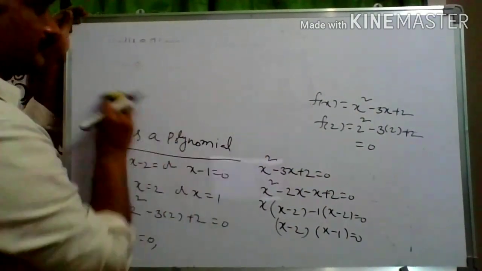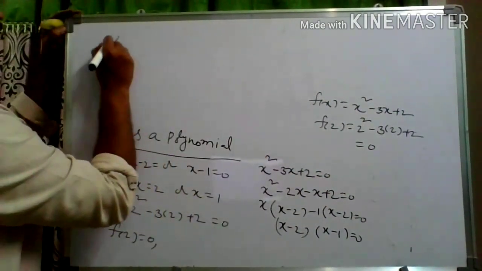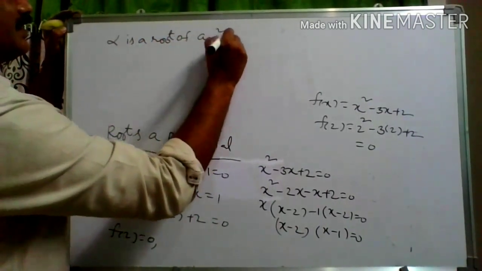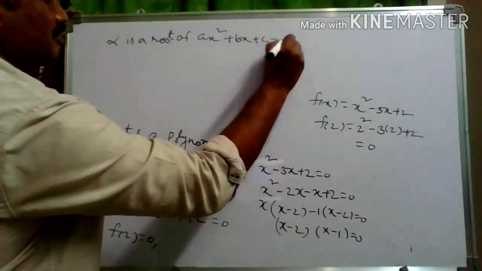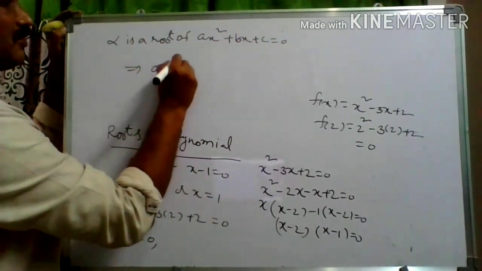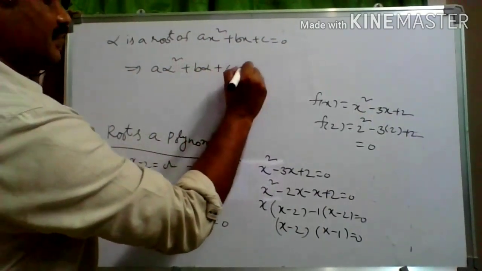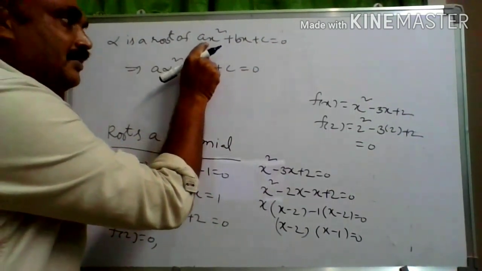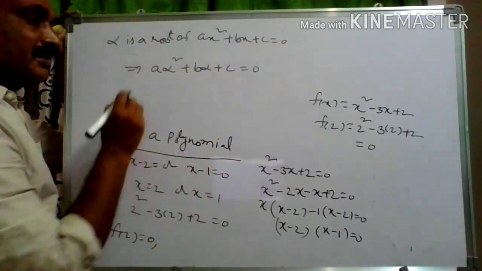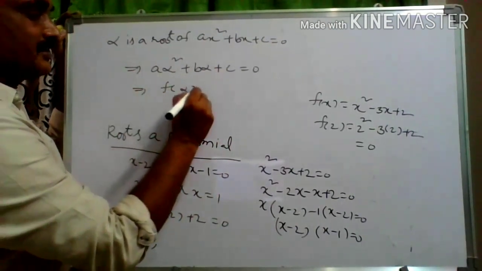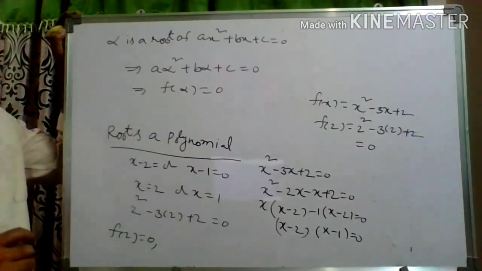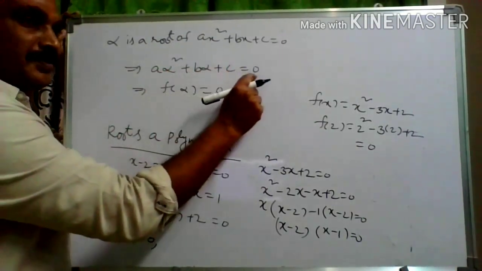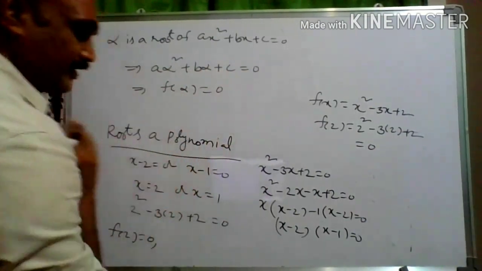So alpha is the root of ax square plus bx plus c is equal to 0, which implies a alpha square plus b alpha plus c is equal to 0. Suppose this equation is denoted by f of x. f of x is equal to ax square plus bx plus c. f of alpha is equal to 0. So alpha is the root of ax square plus bx plus c is equal to 0: a alpha square plus b alpha plus c is equal to 0, or f of alpha is equal to 0.